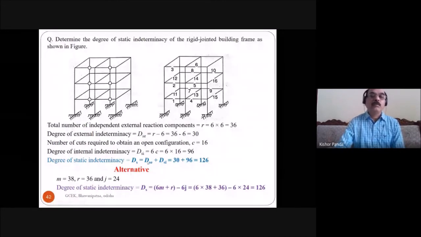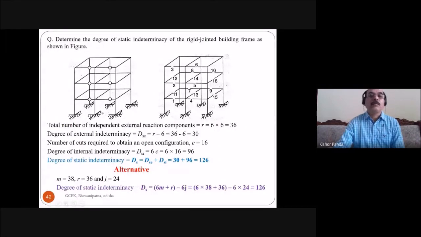Also you can find it by the alternative method: count the number of members, the number of joints, and the total number of reaction components. Then using the formula, the degree of static indeterminacy DS is equal to 6m plus R minus 6j. Because at each joint there are 6 static equilibrium equations, the total number of equations for all joints is 6j. And the total number of unknown forces is 6m plus R, where 6m is the member forces and R is the reaction components. The difference gives the degree of static indeterminacy: DS is equal to 6m plus R minus 6j.